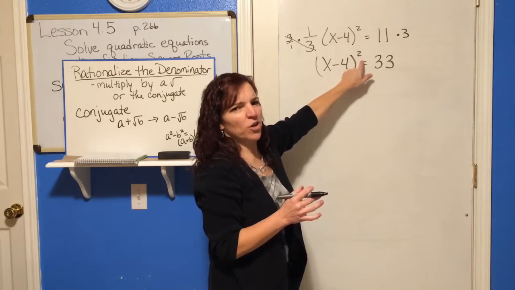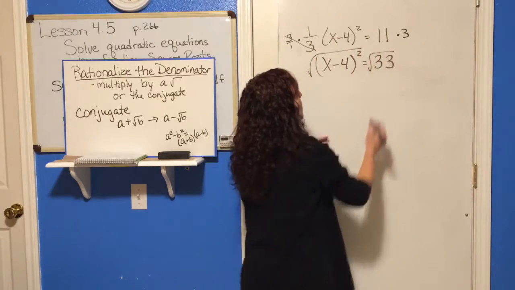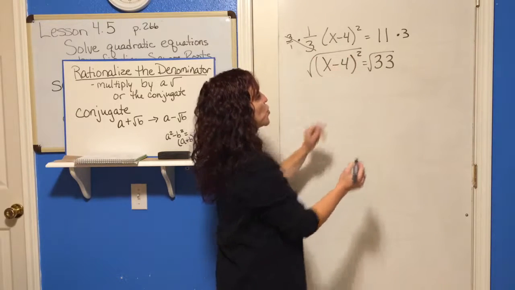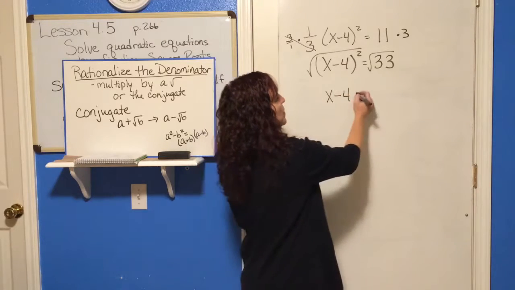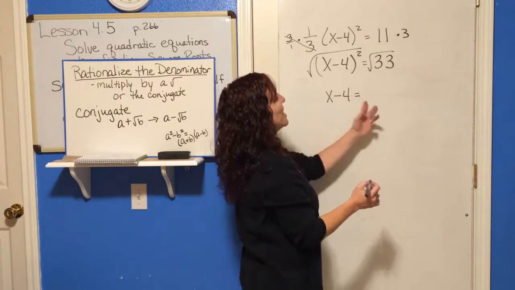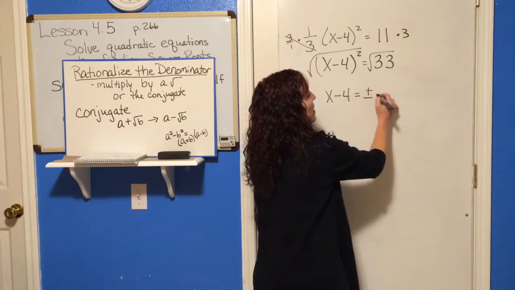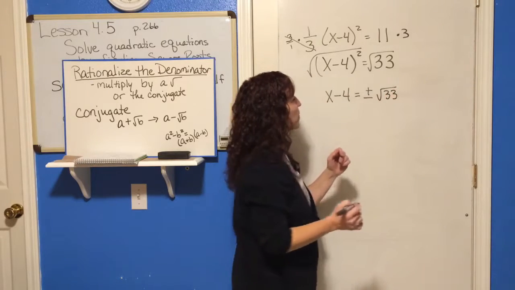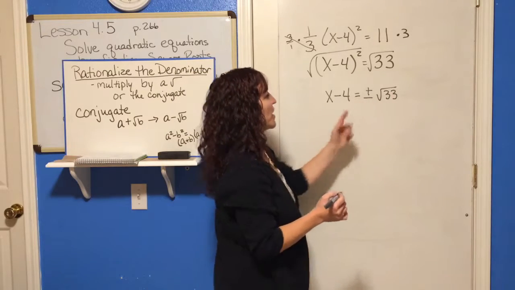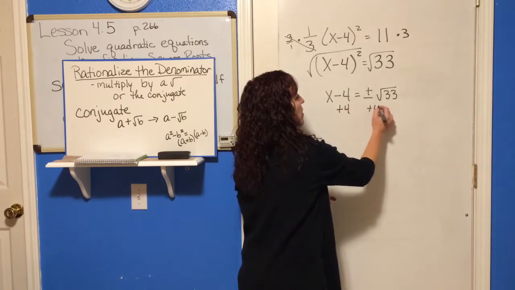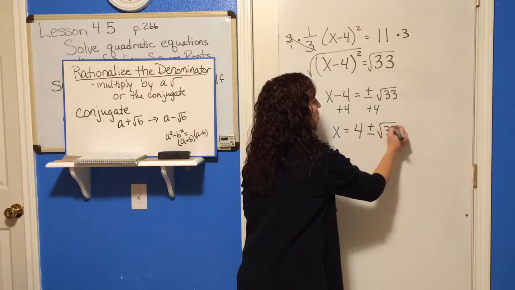So we have to undo the squared first. And the way you undo a squared is to take the square root of it. All right. So now we have the square root of x minus 4 squared, which is just x minus 4. So x minus 4 is going to equal, now remember, we took the square root of this, so the square root is positive or negative square root of 33. So x minus 4 equals a positive or negative square root of 33. Now we just add the 4 to both sides. So x equals 4 plus or minus the square root of 33.